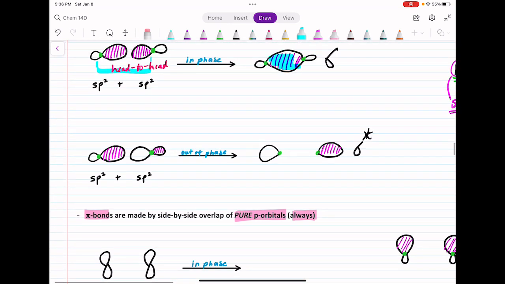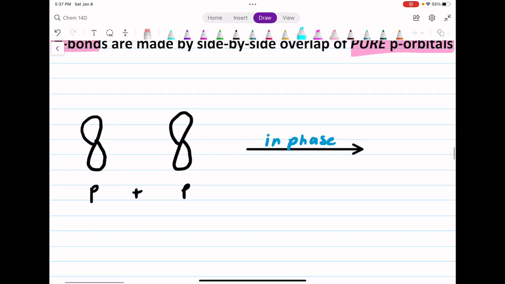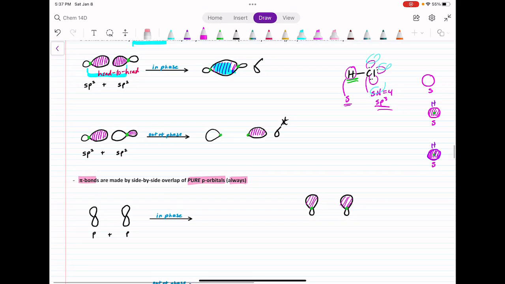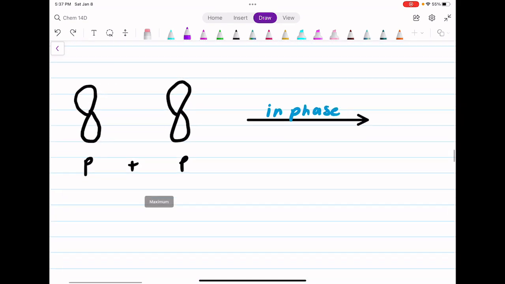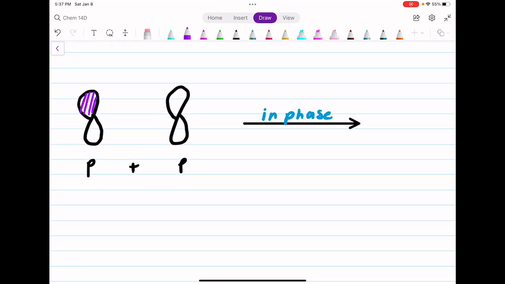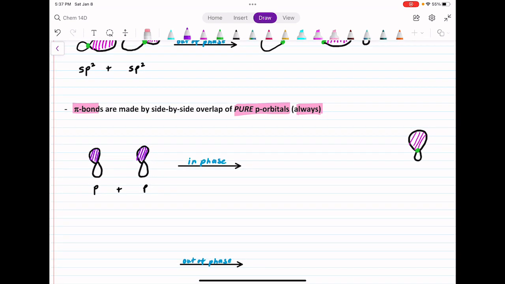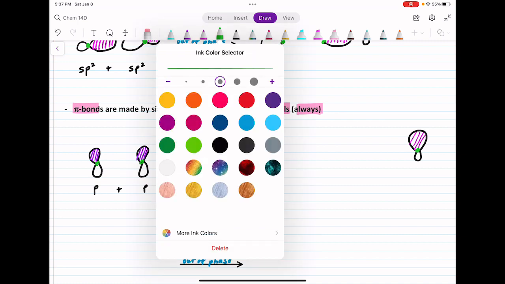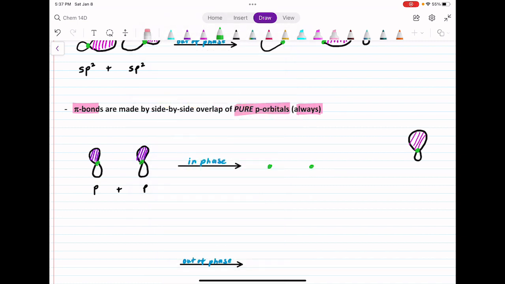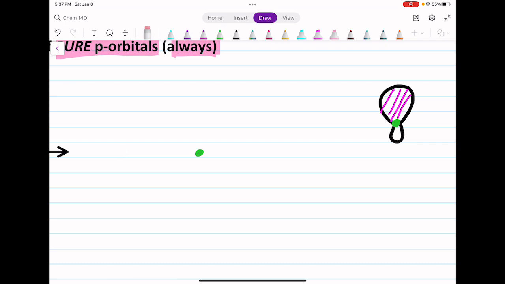So that's why we do side-by-side overlap for pi bonds, because if you imagine overlapping these side by side, first I'm gonna use a different color. So I will use purple here for the pi bonds. So I'm going to do my in-phase combination first. I'm going to draw in my nuclei. When I bring those close together, what's going to happen for your in-phase combination is you're going to see something like this. Maybe I'll make them a little closer together.